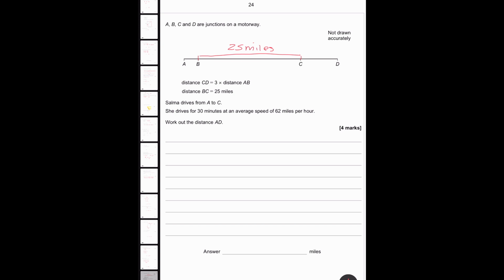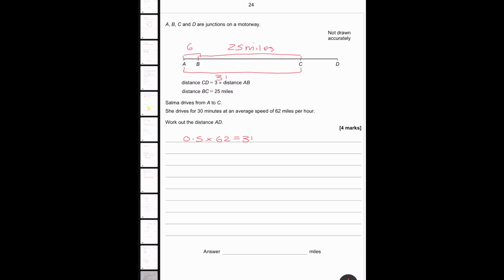If we know Salma is driving for 30 minutes at 62 miles per hour, since she is only driving for half an hour she can only cover half the distance, so she must have traveled 31 miles. This means that the distance between A and C is 31. Since we know that B to C is 25 and A to C is 31, that means that A to B must be the difference between these two numbers, so A to B must be 6.